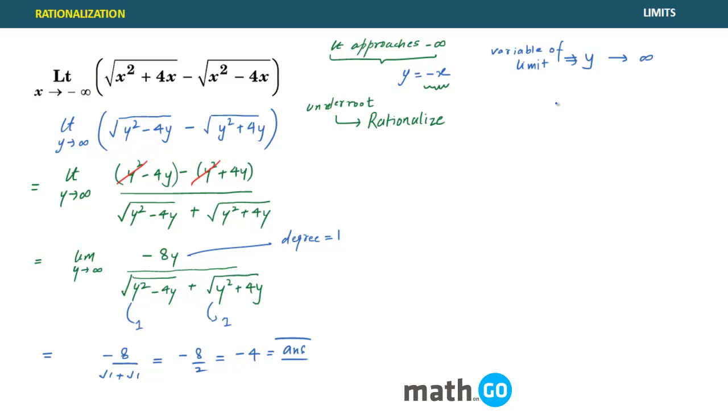Problem solved. Okay, so two important steps. First of all, whenever you see an under root, you should think of rationalization. Whenever the problem is of minus infinity, replace y by minus x so that you can change the variable to y and it will start tending towards infinity.